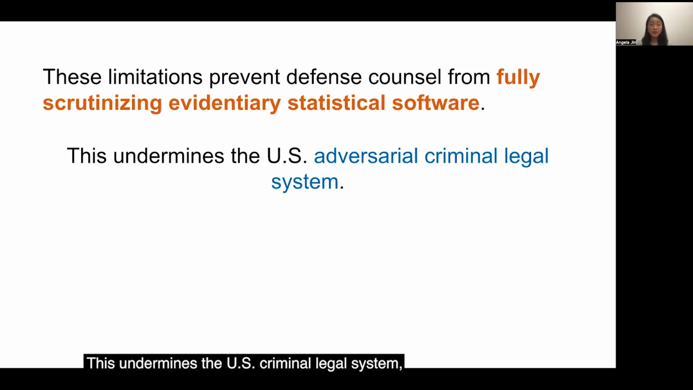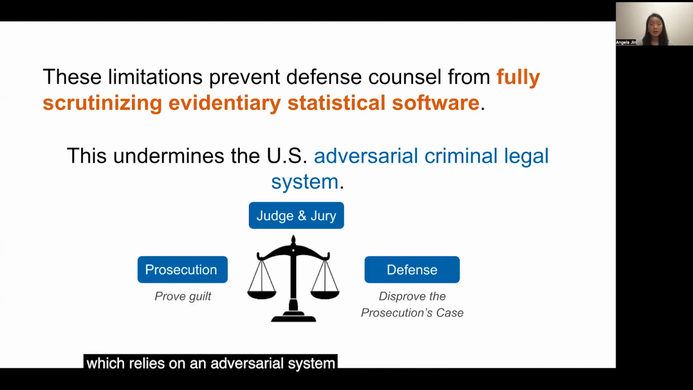This undermines the US criminal legal system, which relies on an adversarial system in which the prosecution is tasked with proving guilt and the defense is tasked with disproving the prosecution's case. In theory, the system as a whole seeks legal truth by pitting these two sides against each other in front of a judge or jury. But this system does not work as intended. Many scholars have already pointed out that this system is imbalanced in favor of the prosecution, and defense counsel's inability to fully scrutinize evidentiary statistical software worsens this imbalance.